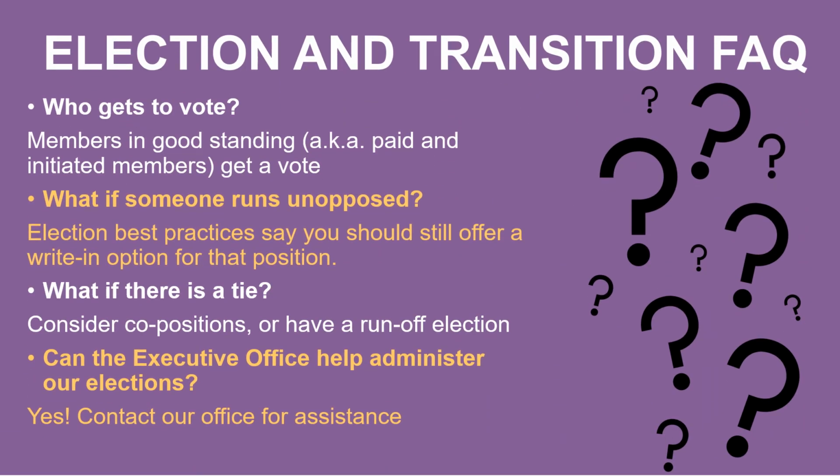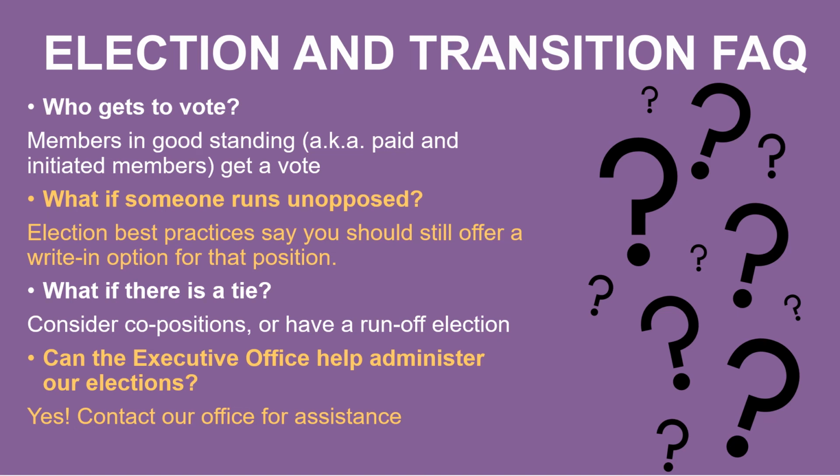Let's talk about a few frequently asked questions when it comes to holding your elections and transitions. First, one of the biggest questions we get is who gets to vote. Members in good standing, which is defined as paid and initiated members, should be voting in the elections. If members have not yet paid their international initiation fee, they should pay that fee before being permitted to vote. Please be flexible with members as you plan initiation around elections. It is possible for some to join right before elections, and you want to ensure they are still able to vote.